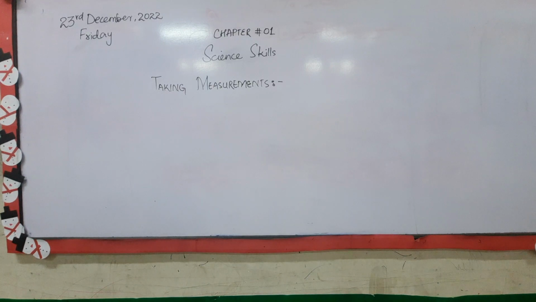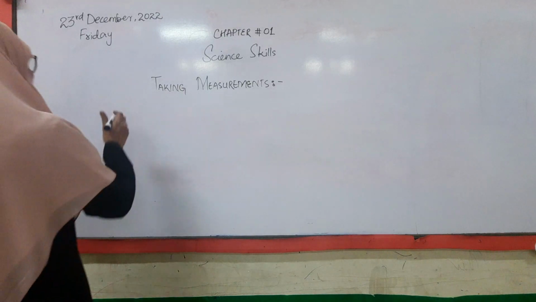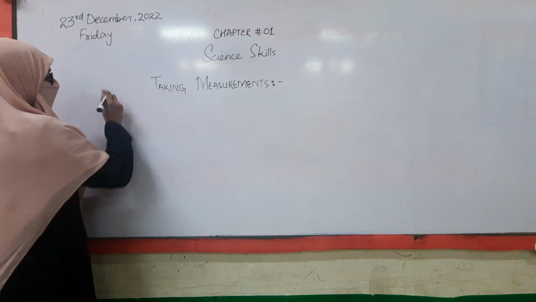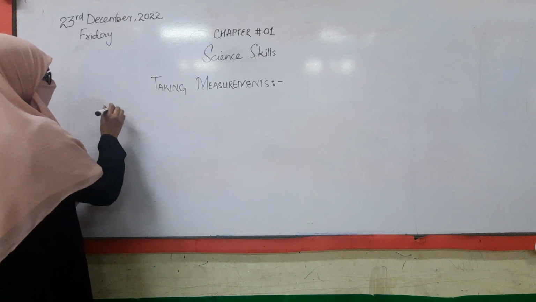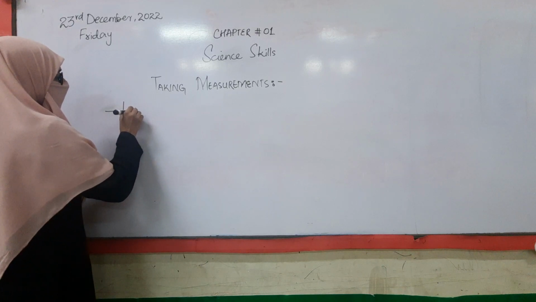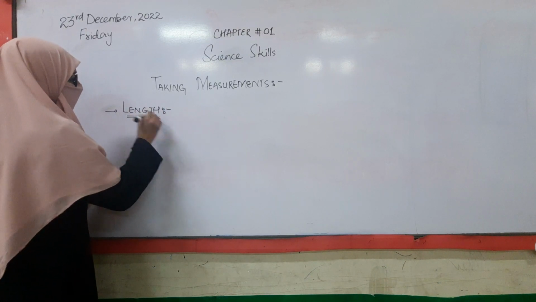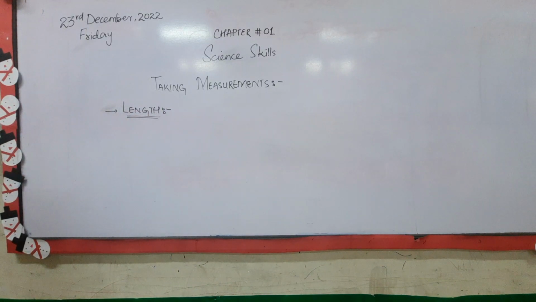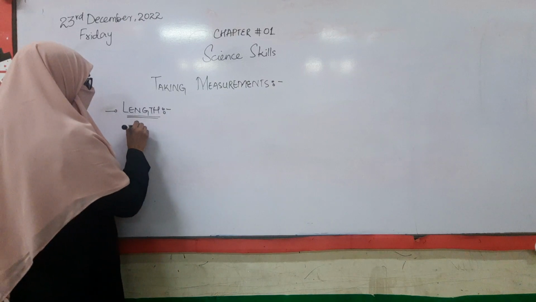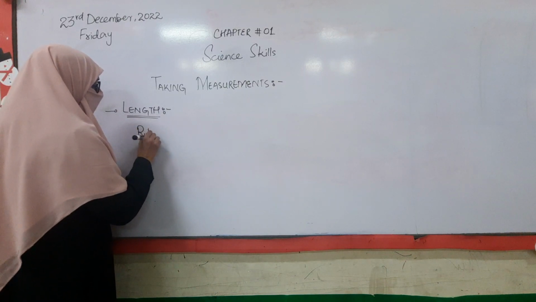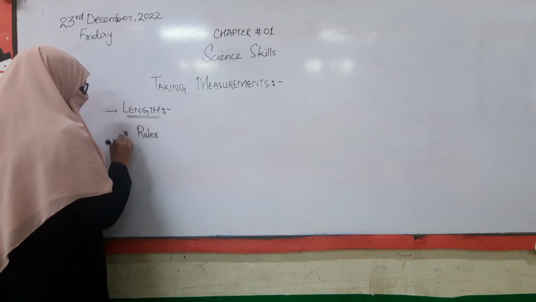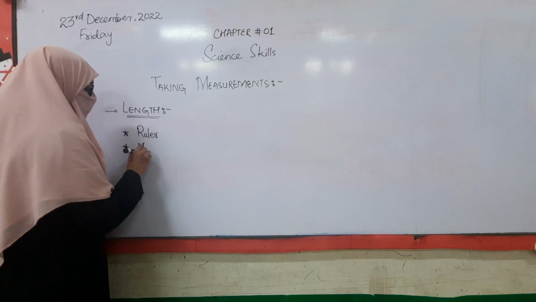the mass of different things with different measuring instruments. So we will discuss all the terms one by one. First of all, we can measure length. How can we measure length, the distance? Okay, good. With the help of the ruler. We can measure it with the help of the ruler. We can also use the measuring tape.